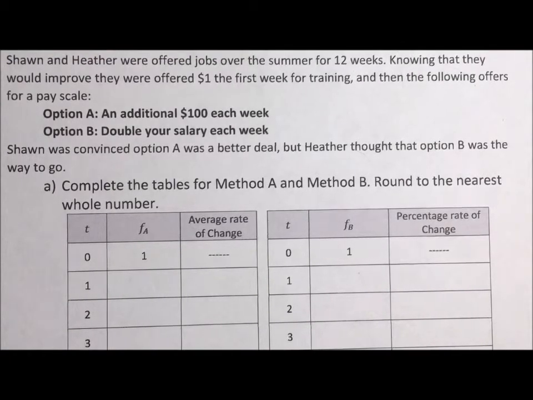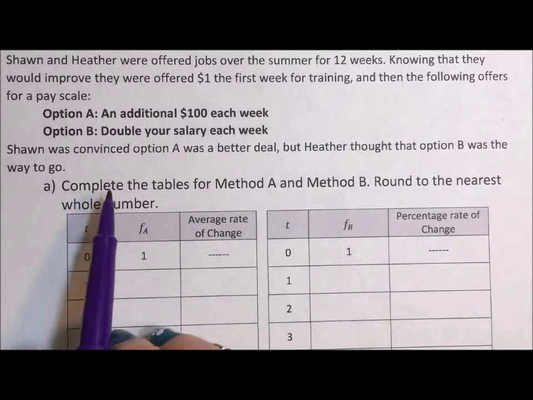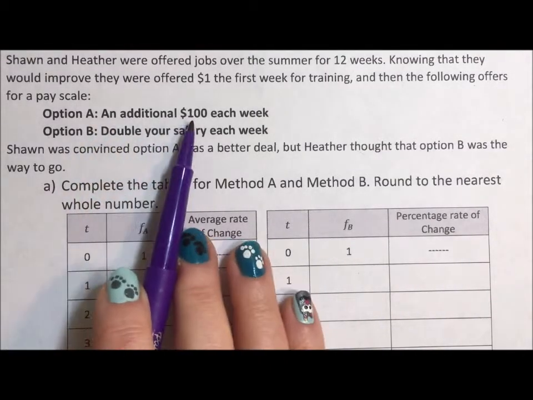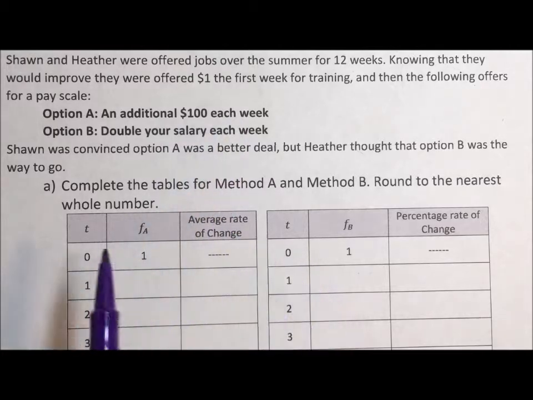Today I'm doing a series of videos on exponential and linear functions. Sean and Heather were offered jobs over the summer for 12 weeks. Knowing that they would improve, they were offered $1 their first week for training, and then they were given the following offers for a pay scale. Option A, they would get an additional $100 each week. Option B, their salary would double each week.